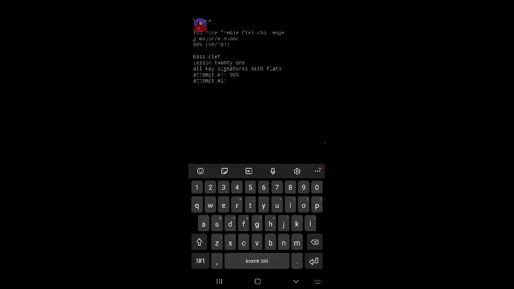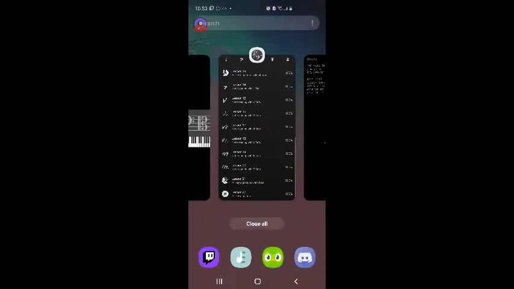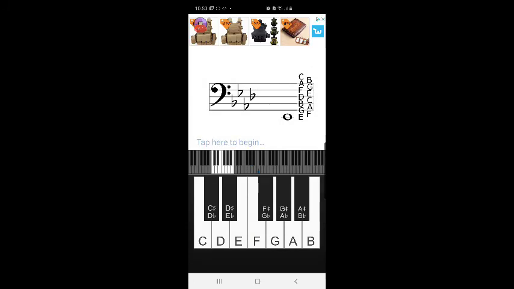I have to repeat this lesson. It's lesson 21, all key signatures with flats in the bass clef. Okay. B-E-A, E-flat. B-flat. G-flat. E-flat. C-flat. G-flat. A-flat. D-flat. B-flat. A, C natural. G-flat. F natural. C-flat. C natural. Okay, I'm done.